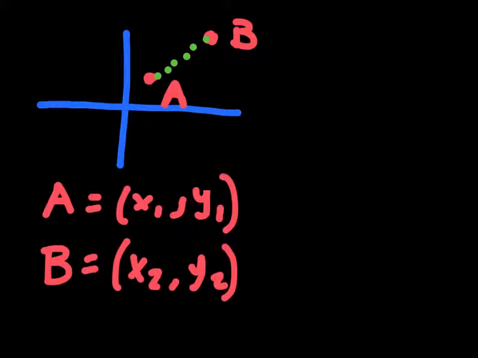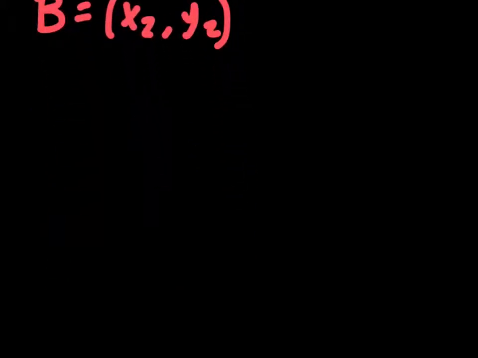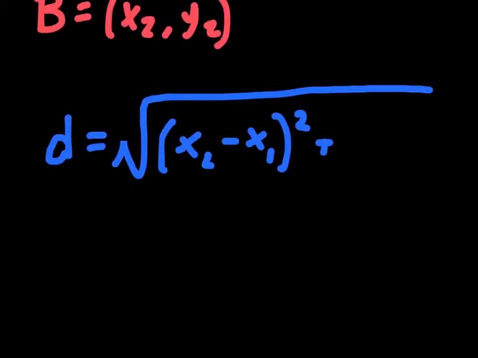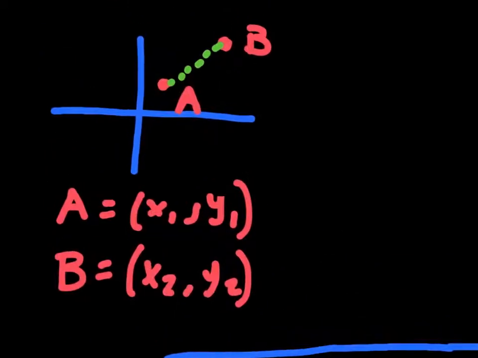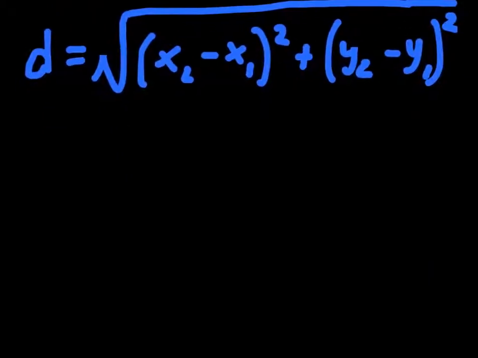What we can do is use a formula called the distance formula. It's written as this. Distance is equal to the square root of (x2 minus x1) squared plus (y2 minus y1) squared. Okay? Using this formula, we can find the distance between 2 points right here.